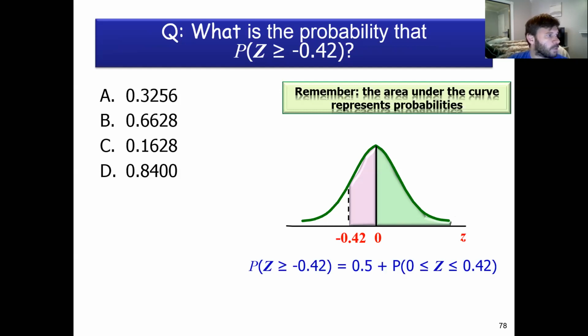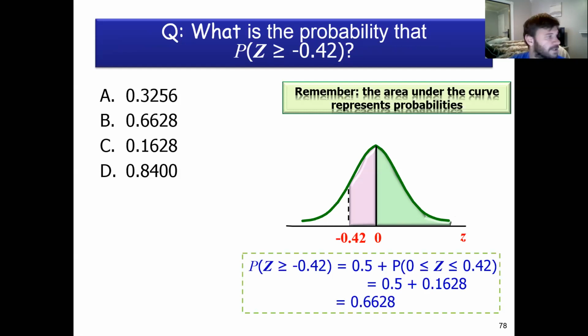So we mentioned we're going to take the green region, which was equal to 0.5. We're going to add that to the probability Z is between 0 and 0.42, which is the same by symmetry as the probability that Z is between 0 and negative 0.42. And the table value is 0.1628. We add that to 0.5, and we wind up getting here choice B, which is 0.6628, the correct answer.